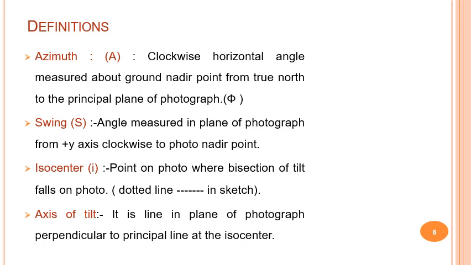Azimuth A: clockwise horizontal angle measured about the ground nadir point from true north to the principal plane of the photograph, that is phi. Swing S: angle measured in the plane of the photograph from the positive y-axis clockwise to the photo nadir point.